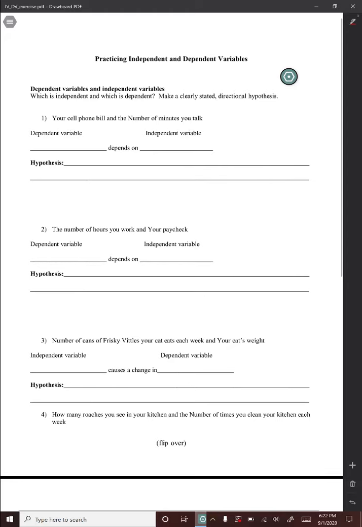Let's take a look at this practice for independent and dependent variables. There are a few problems here, and let's go through each one of them and determine what the dependent variable is, what the independent variable is, and then practice writing a clear directional hypothesis.